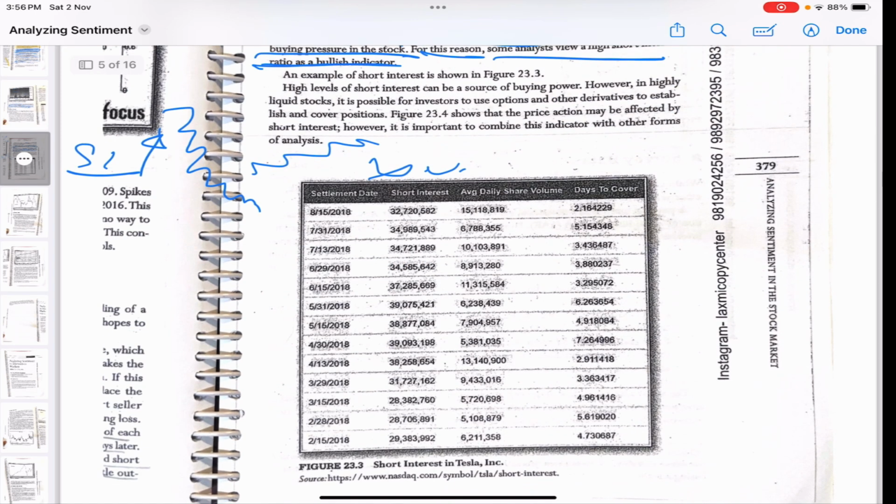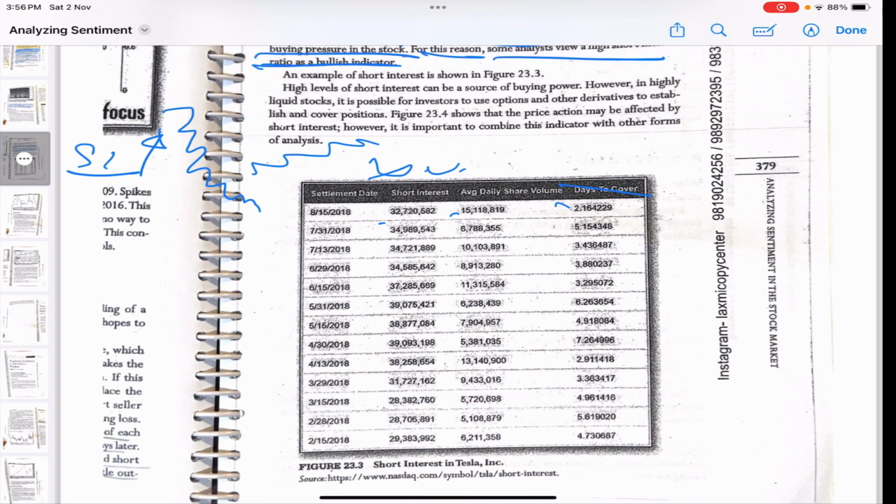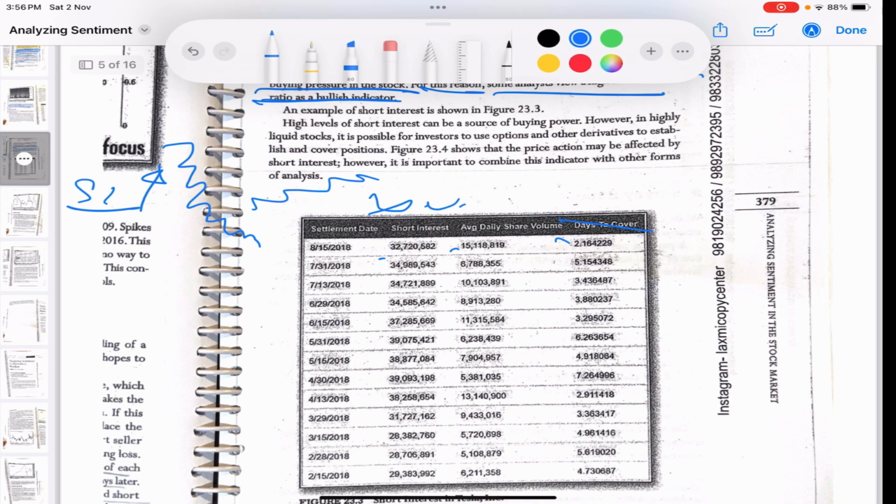Looking at the table given below, this is basically an example of short interest. So you have the settlement date, short interest, average daily share volume, and the days to cover. Days to cover is the ratio, or the formula, which we saw, right? The aggregate divided by the average. Okay. So high levels of short interest can be a source of buying power, right? We discussed why high short interest can be a source of buying power. We saw how people were covering their positions, right?